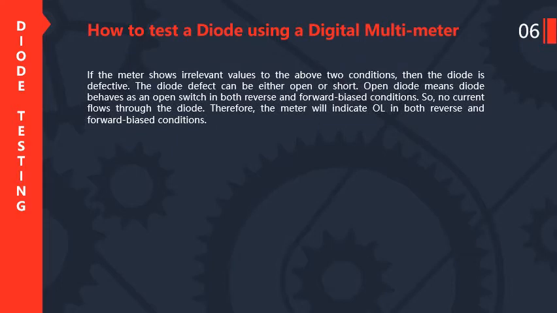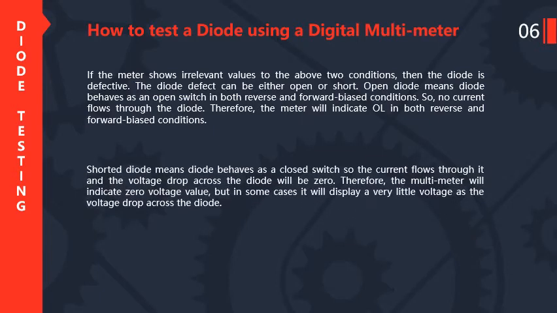If the meter shows a value irrelevant to the above two conditions, then the diode is defective. The diode defect can be either open or short. An open diode behaves as an open switch in both reverse and forward bias conditions, so no current flows through the diode. Therefore, the meter will indicate OL in both reverse as well as forward bias conditions.